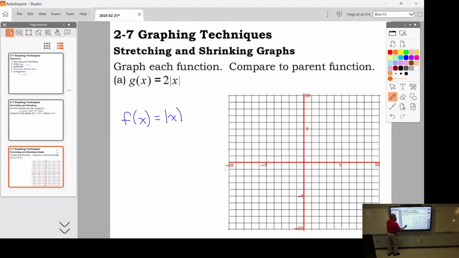Okay? Absolute value of x. We're going to graph that. And what's the absolute value of x look like? A V, vertex at the origin, slope of 1 and -1.